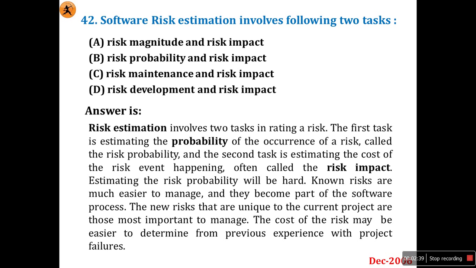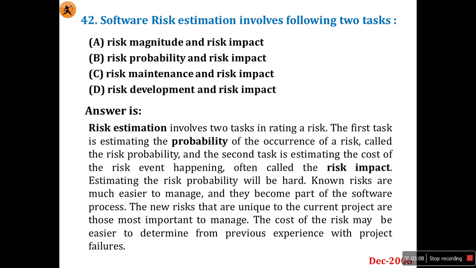First of all you need to know what risk estimation is. Risk estimation involves 2 tasks in rating a risk. The first task is estimating the probability of the occurrence of the risk, called risk probability. So definitely you can answer now. The probability of the occurrence of a risk is called risk probability. This is the first step of estimation.